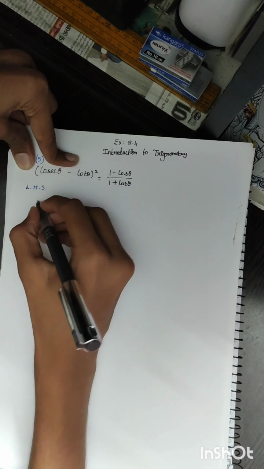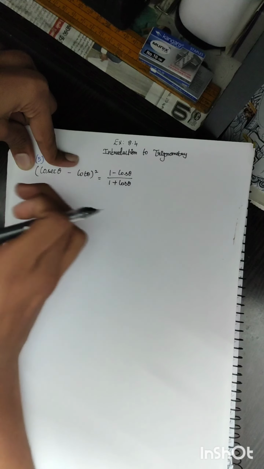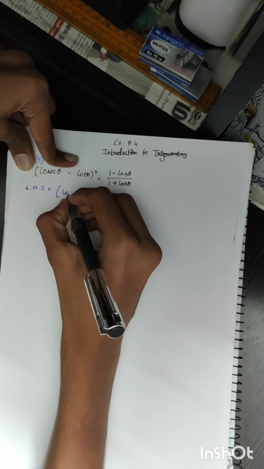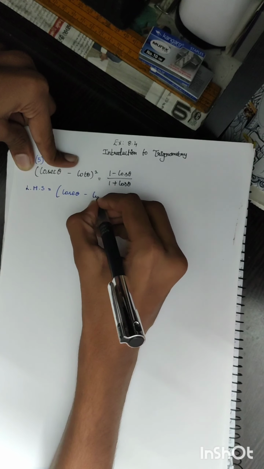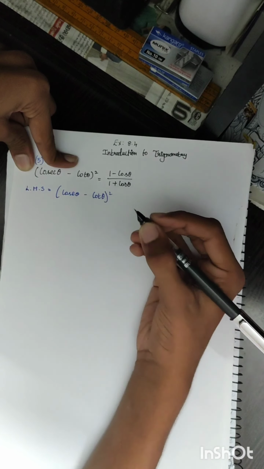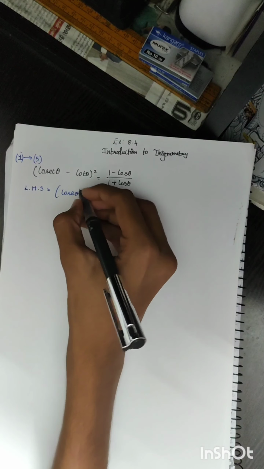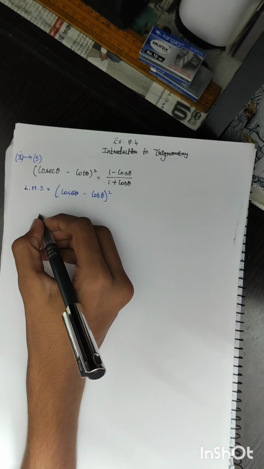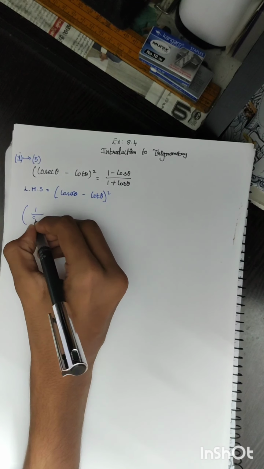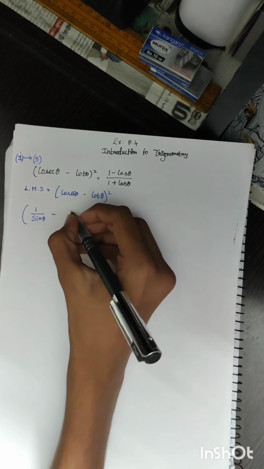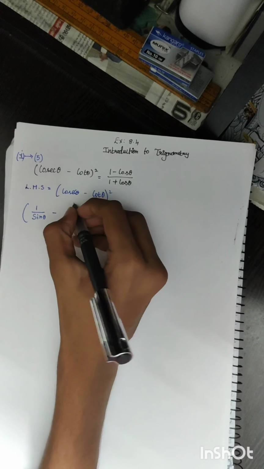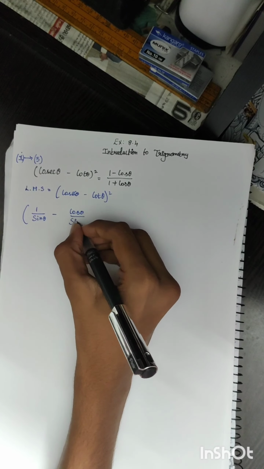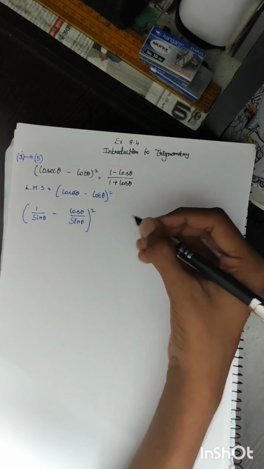So for the LHS, you need to mention which side you are taking. So I'm taking this side, which is cosec theta minus cot theta the whole square. Now this cosec theta can be written as 1 by sin theta, minus, and this cot theta can be written as cos theta divided by sin theta. You may ask me how. It's very simple.